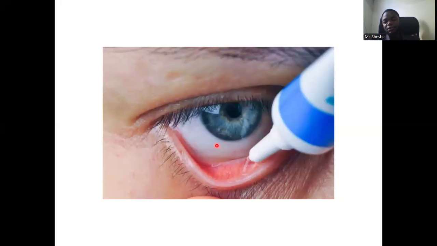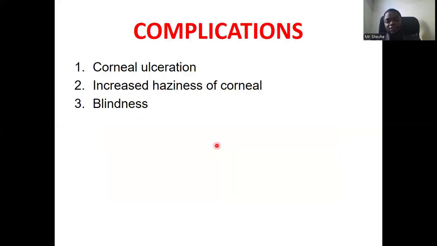Then it will be difficult for this person to see. And I don't know if surgery can be done to go and remove that scar. Blindness sets in. So that's one of the leading causes of blindness. So corneal ulceration followed by corneal haziness and then later on blindness. Those are the main problems that the baby will face as complications.